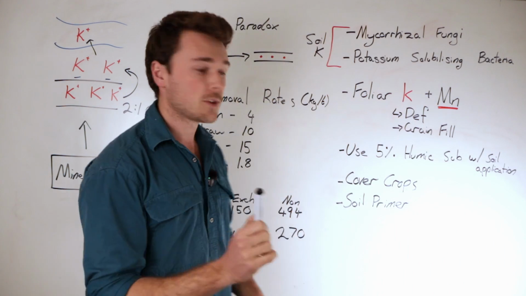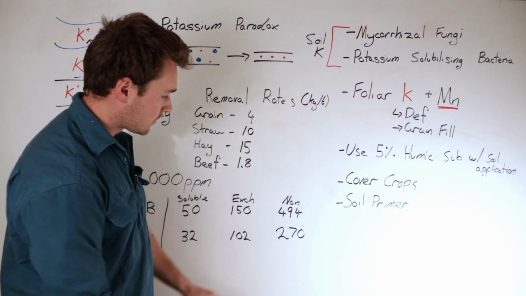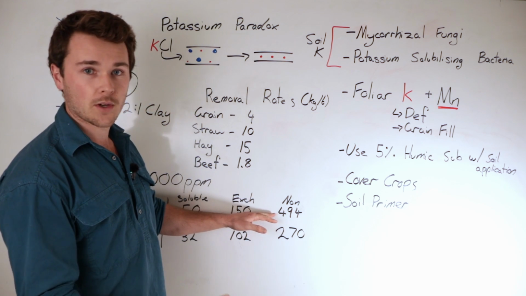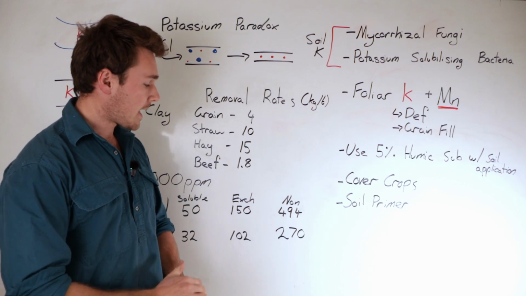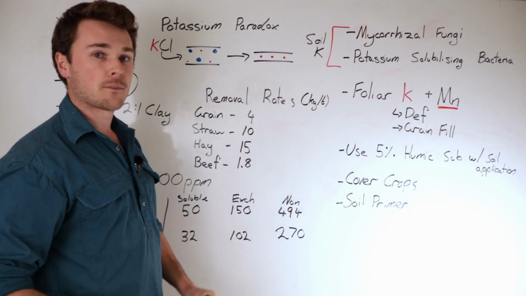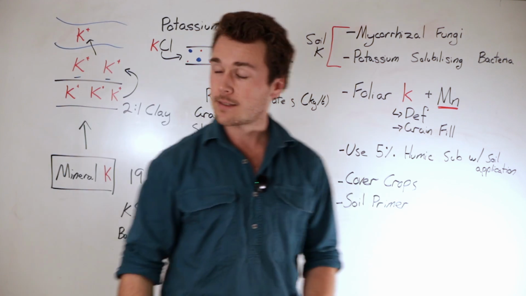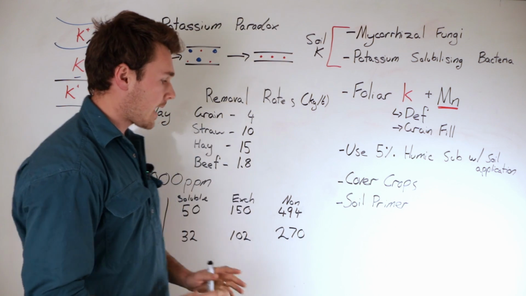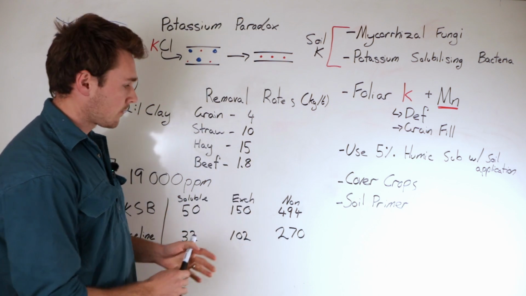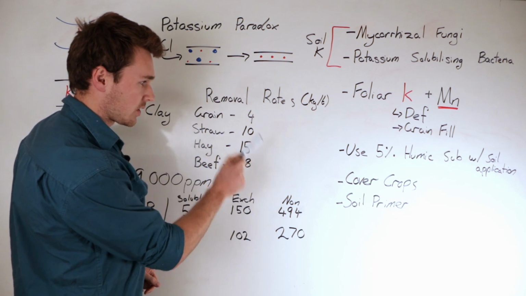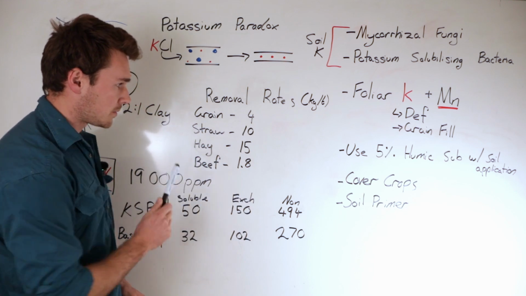And then this is the really interesting part. Non-exchangeable went from 270 up to 494, so almost 500 parts per million. The question is, where does all this potassium come from? And it comes from that mineral potassium. So without even applying any potassium, we're taking it from the mineral component and getting it into the non-exchangeable, likewise with the exchangeable and soluble.